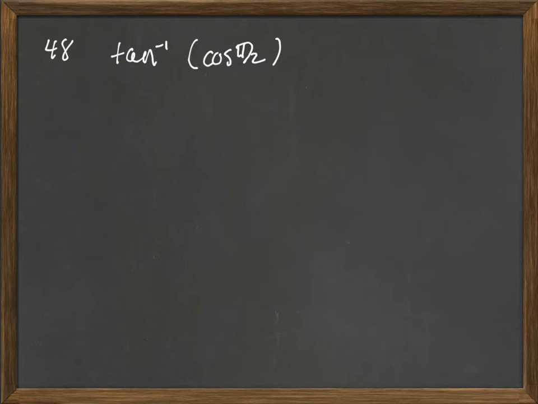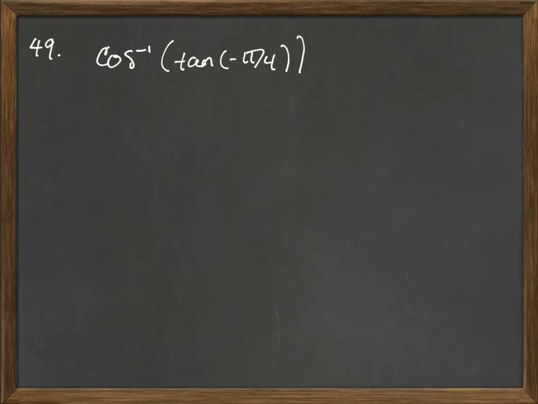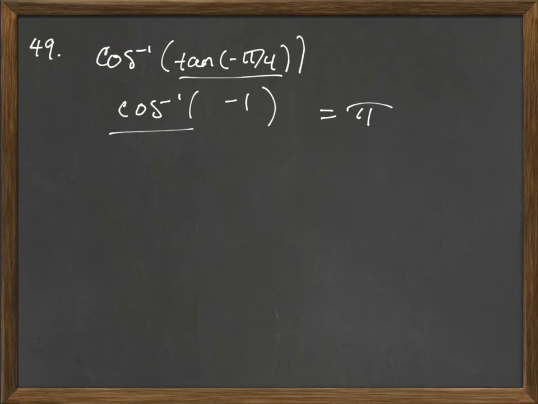Number 48 is the inverse tan of cosine of pi/2. Cosine of pi/2 is 0. So the inverse tan of 0 would be 0. 49, we have the tan of -pi/4, which we just kind of did. That's -1. So where's cosine in its domain? Inverse cosine, -1, pi. So 49 is pi.